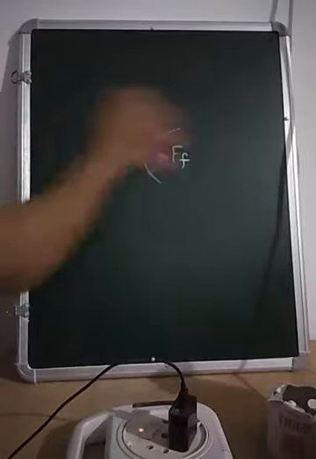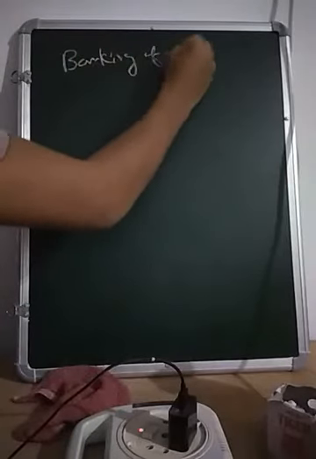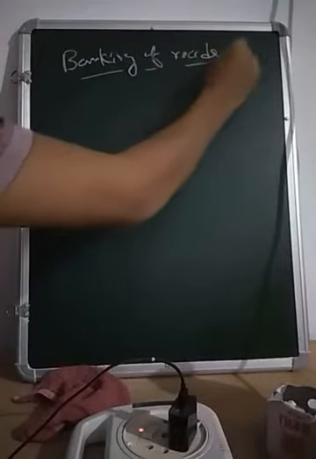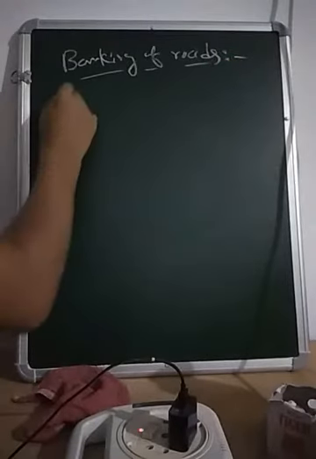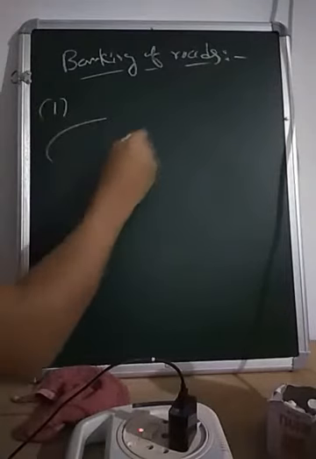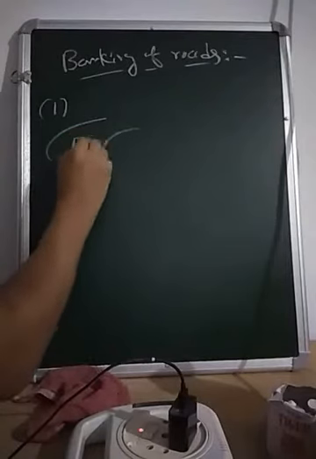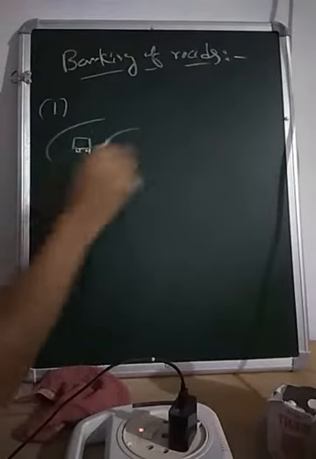Now, one thing I discussed in the last class, banking of roads. I have not completely discussed this in the last class. During banking of roads, we have considered two systems. The first system is a car moving in a circular track where the track is planar. The car is moving in a circular track, but here the road is plane. Okay, planar road.